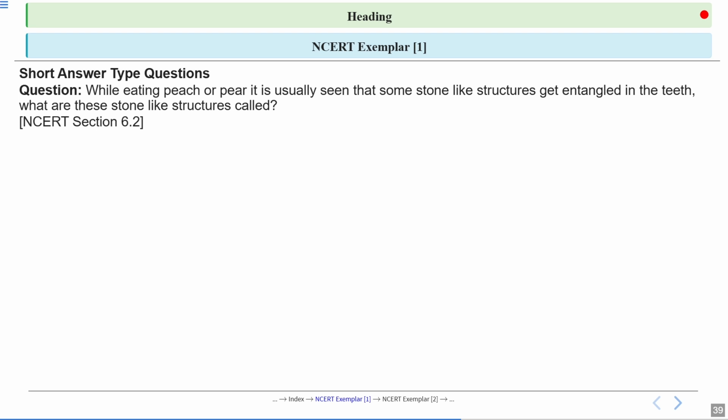Now, short answer type question. First question. While eating peach or pear, it is usually seen that some stone-like structures get entangled in the teeth. What are these stone-like structures called? Yes, some gritty substance or some crystal-like substance we see while eating the peach and apricot. So, what are those substances or structures called?